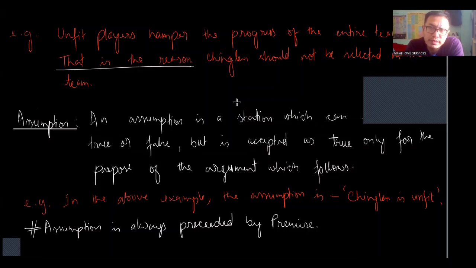See, Chinglen is unfit, so this should be your assumption: unfit players hamper the progress of the entire team. So the inference is that unfit players should not be selected in the team.